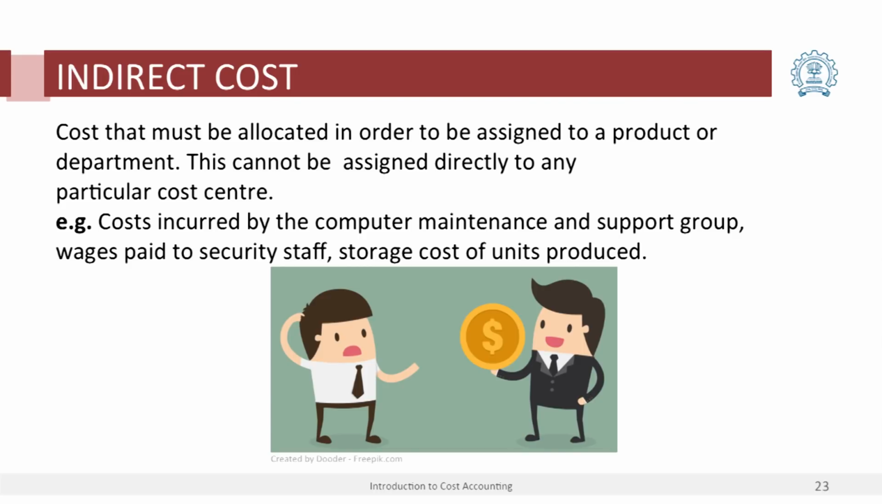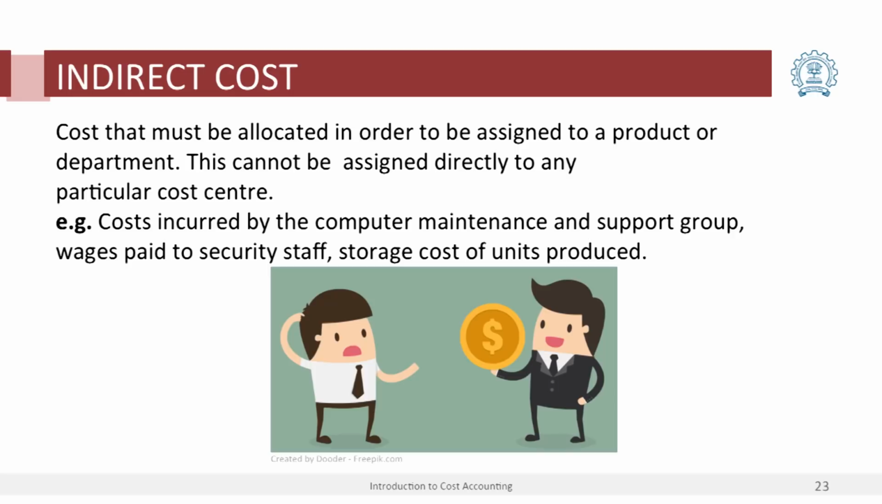I am not trying to say that all the time the wage is indirect. If we can ascertain it easily to a particular cost center, then it becomes direct. What cannot be ascertained directly to a cost center is considered as indirect. So, various examples of indirect costs could be security, it could be depreciation, it could be rent and so on.